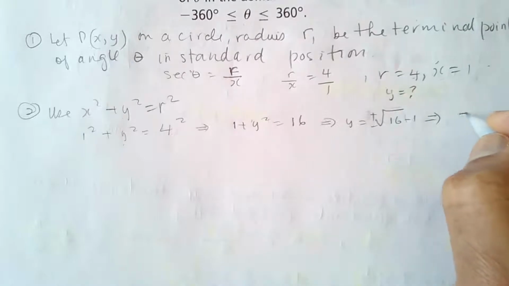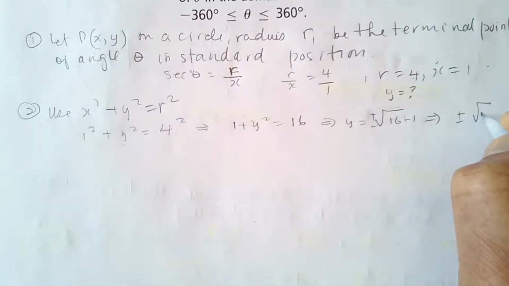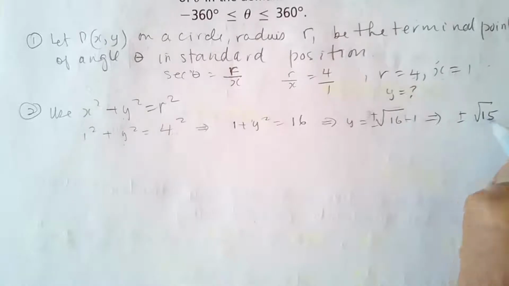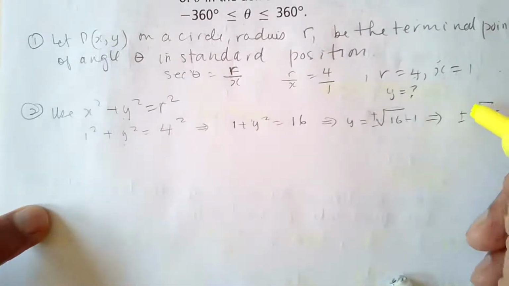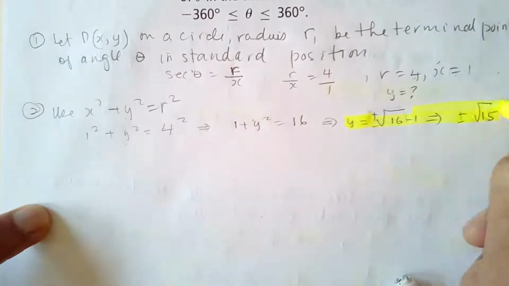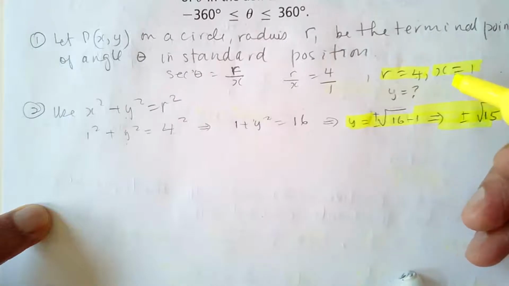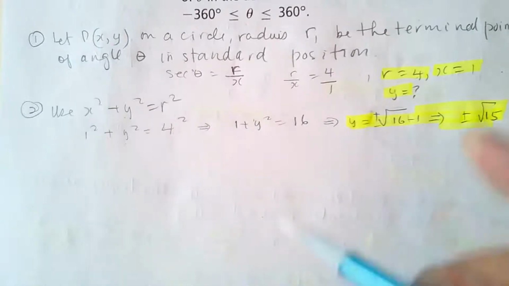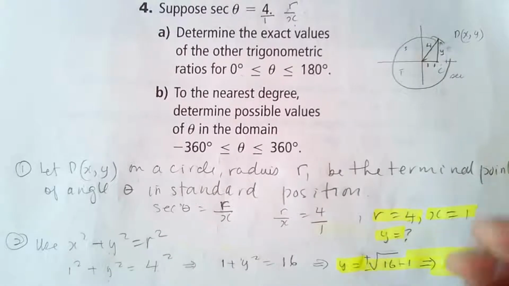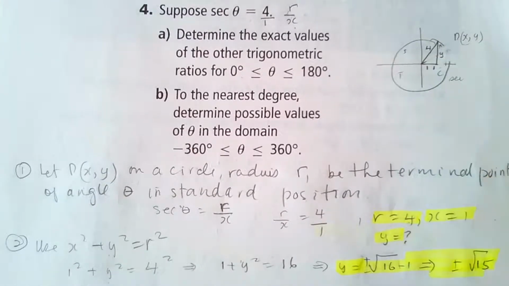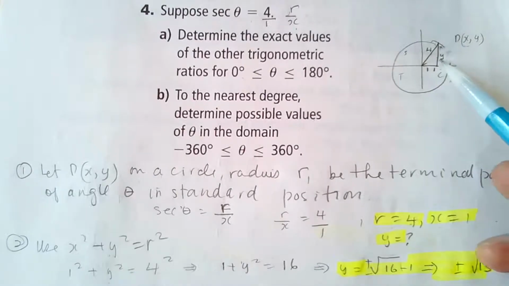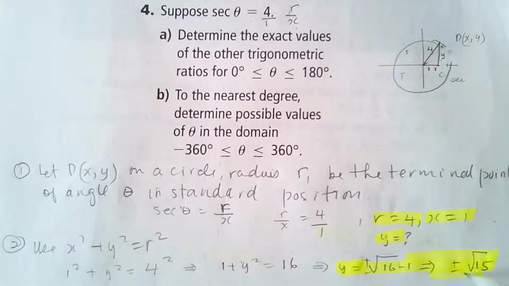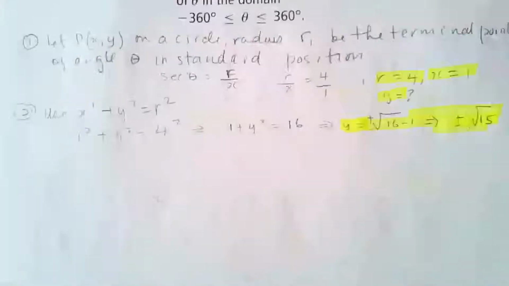Which will give us plus or minus the square root of 15. Now we have plus or minus, right? So here, I'm going to highlight that. So this is my y. So we have our x and r. Now we know our y. Now, we have to be careful, but if you go back to our circle here, our terminal point is in quadrant 1. So therefore, x and y can only be positive. So we will only use where y is positive.